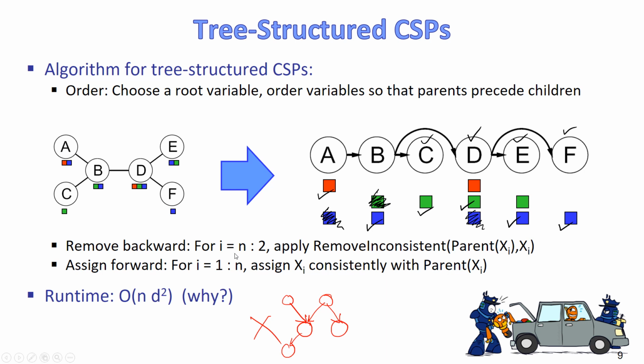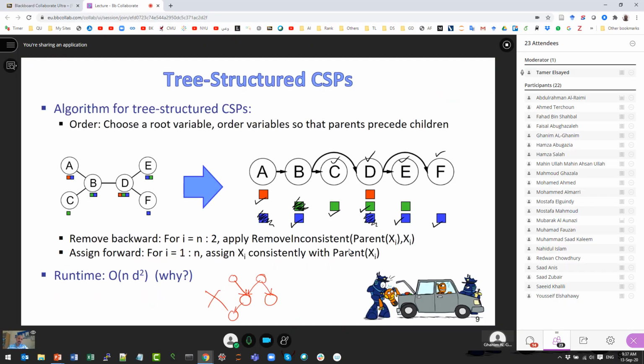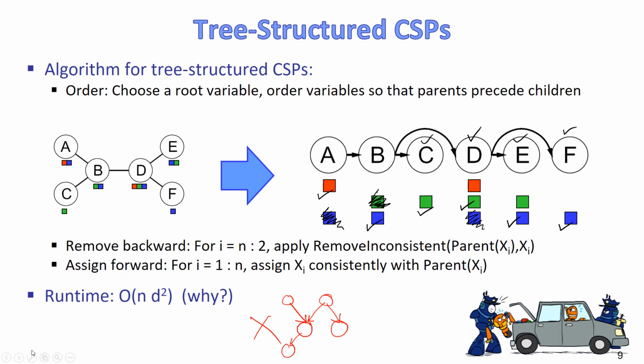Okay, thanks Ghanem. So that's for the backward step. For the forward step, we'll just need to assign one value for each variable, right? So one value times n, because we have n nodes. So it will be order n, or in the worst case, n times d if we want to try all the d values. Still nd is less than nd squared, so the total runtime is nd squared because of the backward step. This is why it is nd squared here.